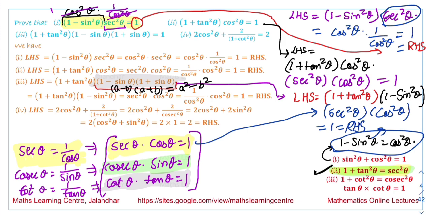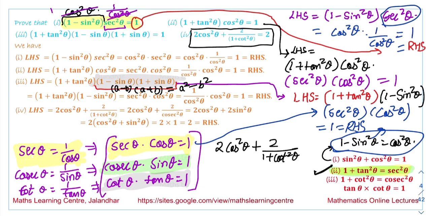Now the next question we have is 2 times cos square theta plus 2 over 1 plus cot square theta. We are saying it is 2 cos square theta plus 2 over 1 plus cot square theta. What is 1 plus cot square theta? Look at this identity over here. It is cosecant square theta. 2 we have taken common, so it is cos square theta plus 1 over cosecant square theta.